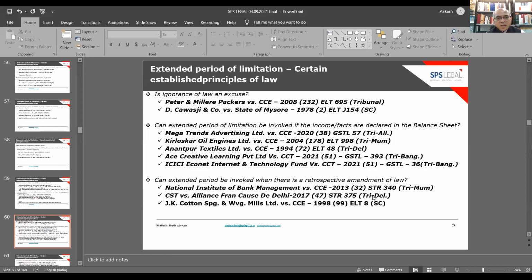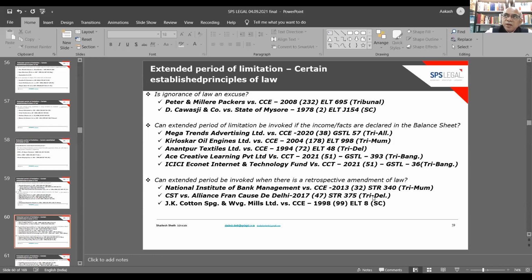However, in the ICICI Econet Internet case, another very important and very significant judgment recently delivered by the Bangalore bench of the tribunal, in the context of service tax, ICICI Econet had established a trust which actually turned out to be like a venture capital fund, and it was held to be liable under banking and other financial services. There were more than 30 appeals in this case of the same company or group companies. It's a very detailed judgment.